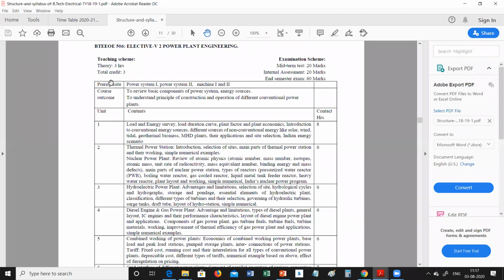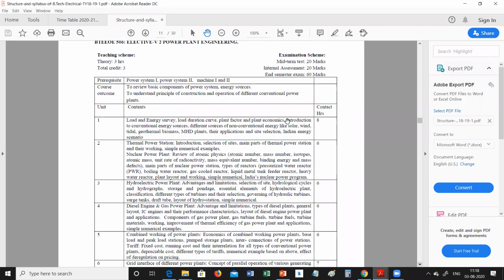There is an end semester exam of 60 marks. The prerequisites for the subject are power system 1, power system 2, machine 1 and machine 2. I think power system 1 and machine 1 you have studied in the last semester, while power system 2 and machine 2 you are studying in this same semester. So I am taking that into account, and whenever necessary I will give you the basics of power system 2 and machine 2 also.